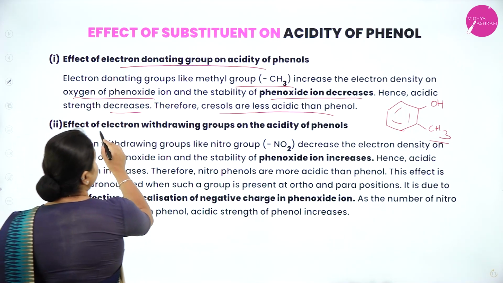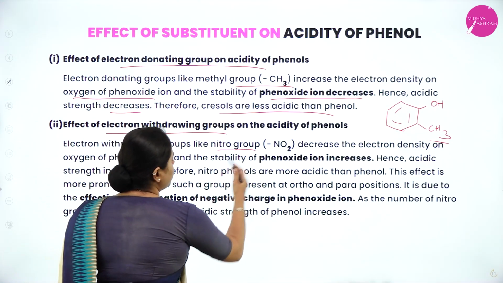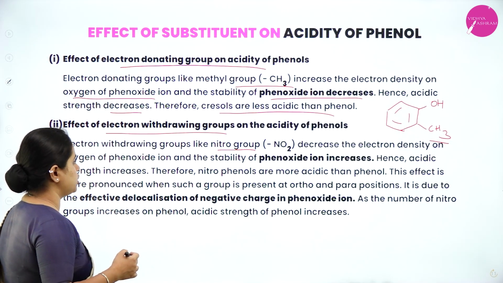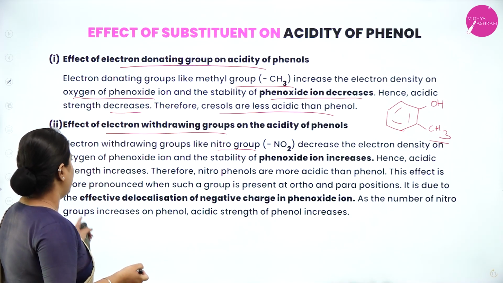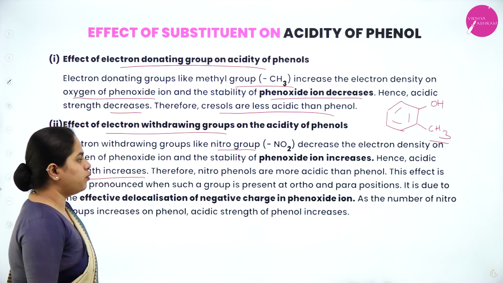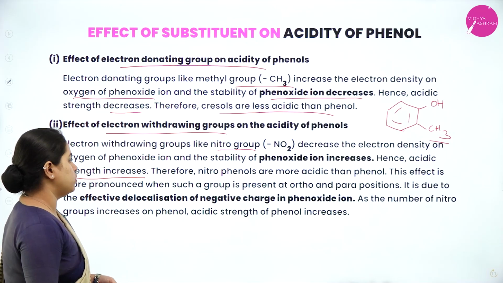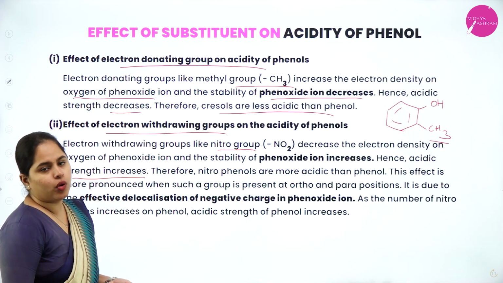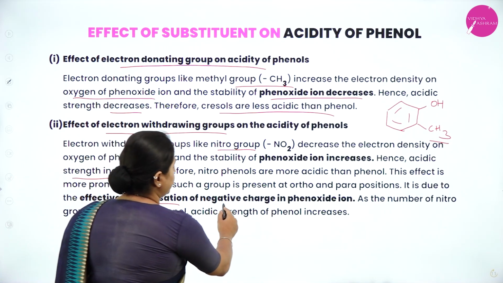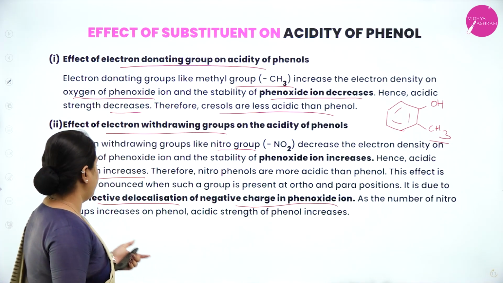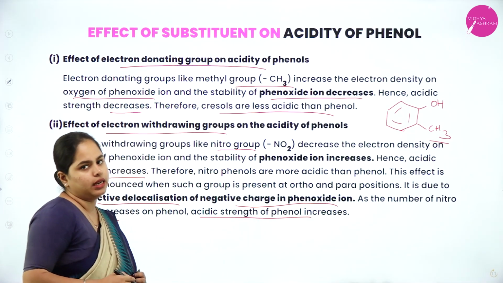Now, if you are using electron withdrawing groups, what happens? Electron withdrawing groups like the nitro group decrease the electron density on oxygen of phenoxide ion, and the stability of phenoxide ion will increase. Hence, acidic strength increases. Therefore, nitrophenols are more acidic than phenol. This effect is more pronounced when such a group is present at ortho and para position. It is due to the effective delocalization of negative charge in phenoxide ion. As the number of nitro groups increases on phenol, the acidic strength of phenol also increases.